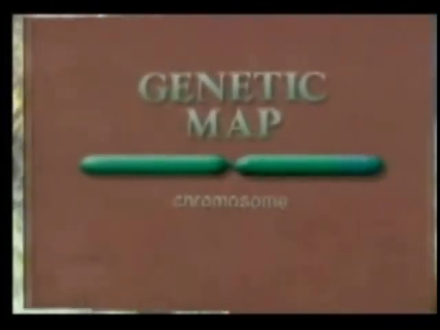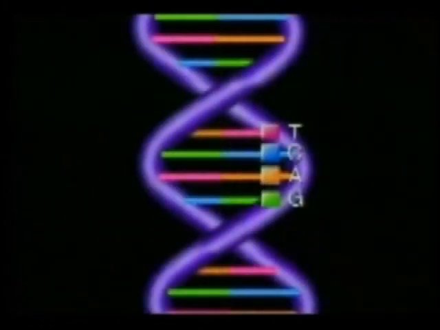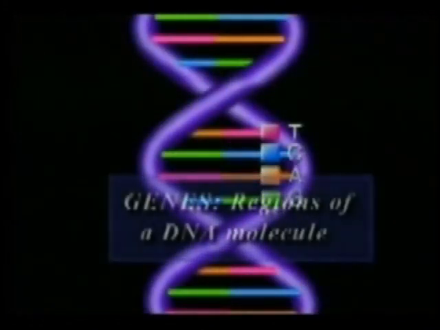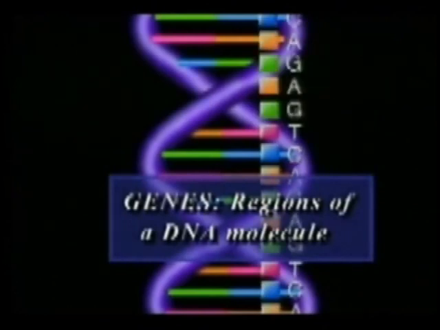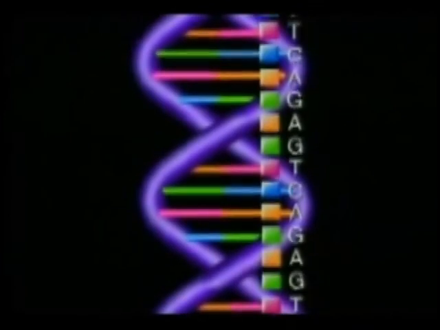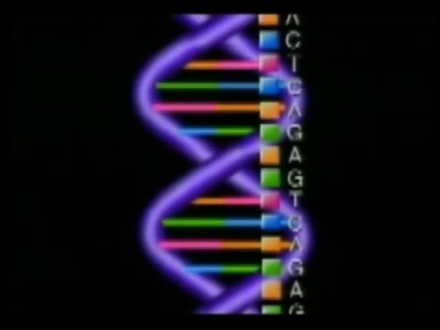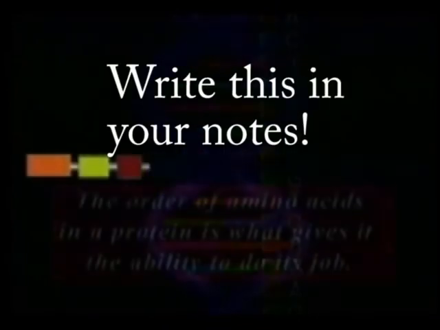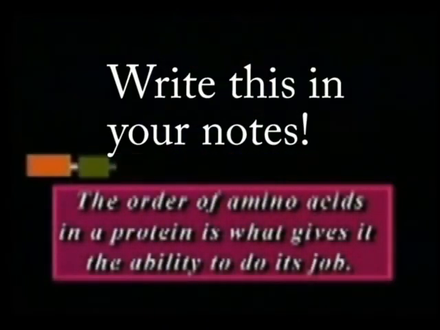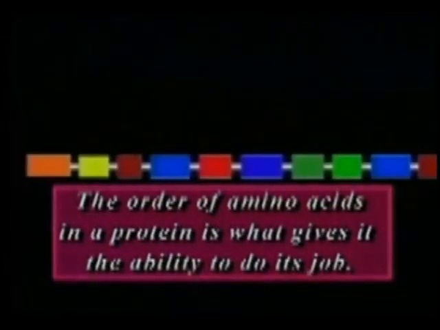Each chromosome in a cell has many different genes. And genes themselves are simply certain regions of a DNA molecule. Genes determine the order amino acids will appear in a particular protein chain. And it is this order which gives the protein the ability to do its job. Now let us see how DNA stores instructions in the unique biological language of the genetic code.